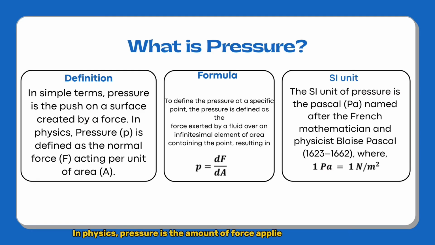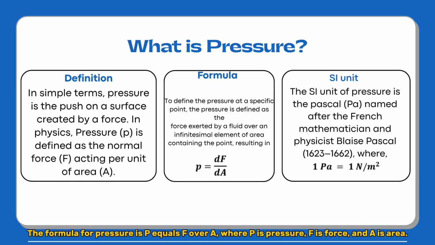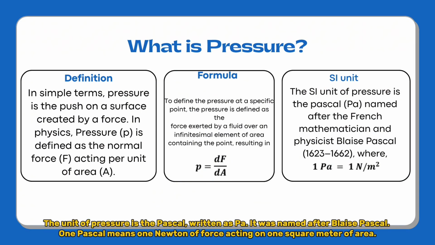In physics, pressure is the amount of force applied on a certain area. The formula for pressure is P equals F over A, where P is pressure, F is force, and A is area. The unit of pressure is the Pascal, written as Pa. It was named after Blaise Pascal. 1 Pascal means 1 Newton of force acting on 1 square meter of area.